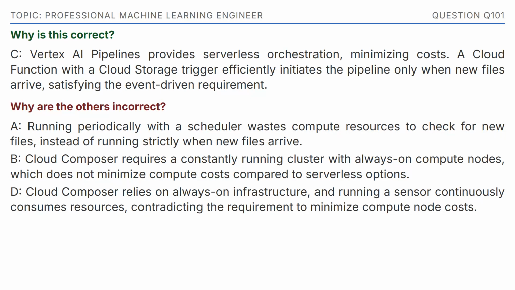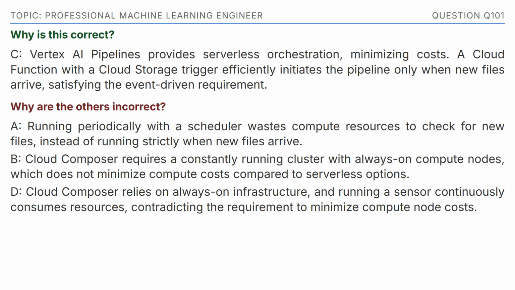Why is this correct? C. Vertex AI pipelines provide serverless orchestration, minimizing costs. A cloud function with a cloud storage trigger efficiently initiates the pipeline only when new files arrive, satisfying the event-driven requirement. Why are the others incorrect?